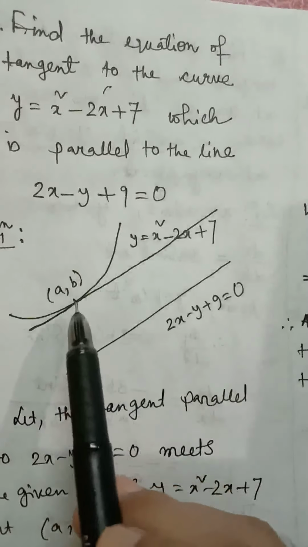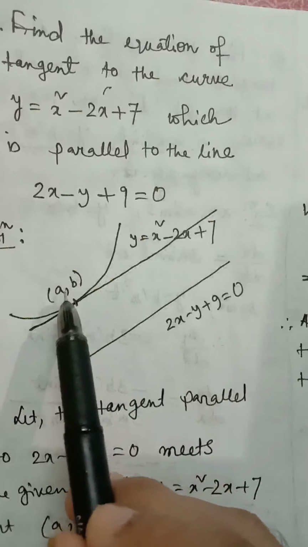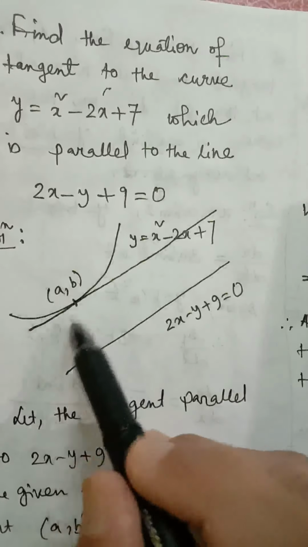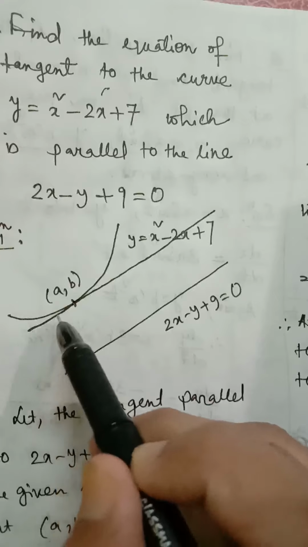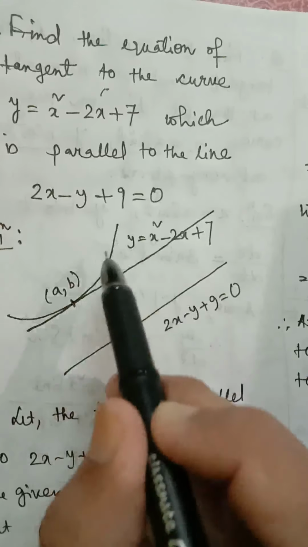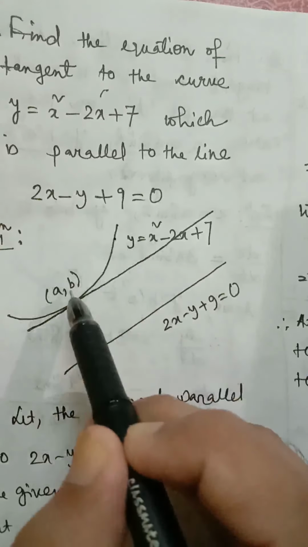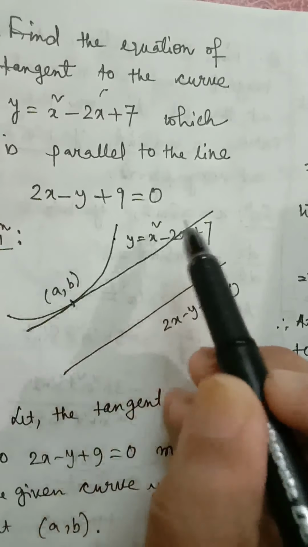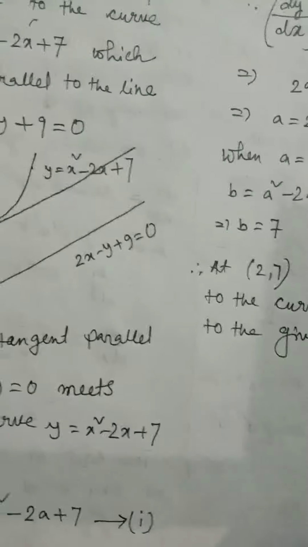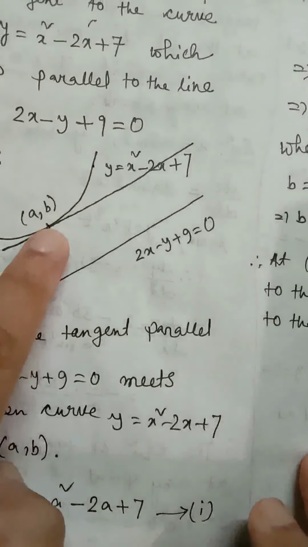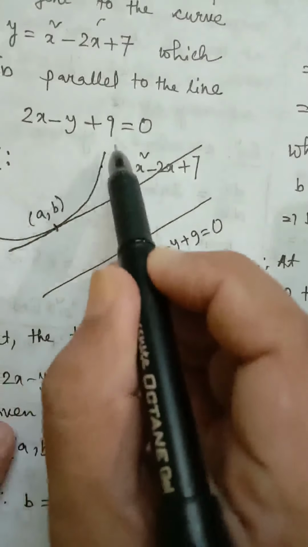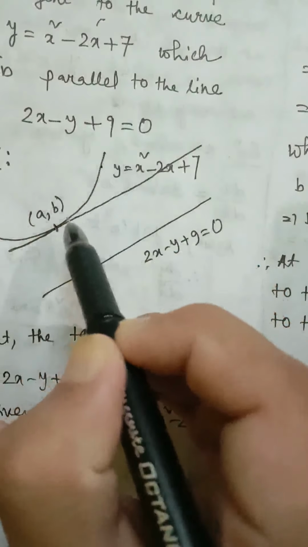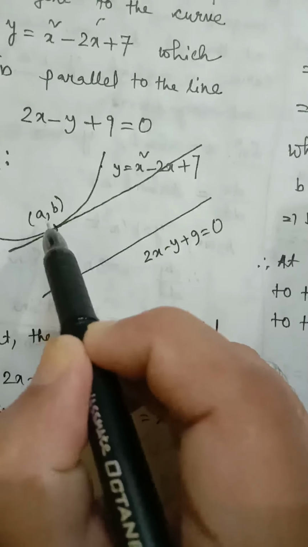So now we have the values of a and b, 2 and 7. Now we can easily find the equation of the tangent to the curve. We know the equation of the curve and we know the point, so for that we have to find dy by dx at this point. We have to find the equation of the tangent to this curve at the point (2, 7).